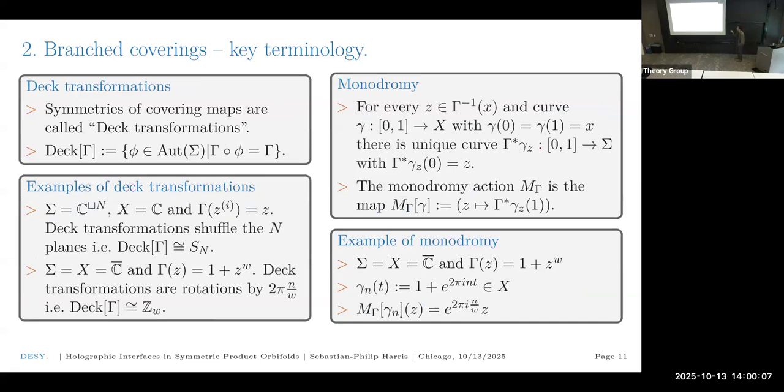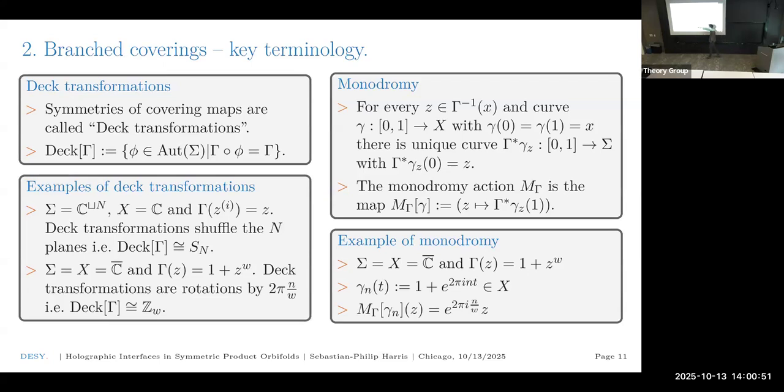Next up, I also want to define symmetries of covering maps, so deck transformations. So what's a deck transformation? Well, it's an automorphism phi of the covering surface sigma, which preserves gamma, so which has this property that if we first apply phi and then apply gamma, it's the same as just applying gamma. So in the first of the two examples I showed you before, the group of deck transformations is just the S_N, which permutes the individual copies of the complex plane. Because if I act with some permutation on this i label, and then forget what the i label is, of course, acting with this permutation has not made any difference.